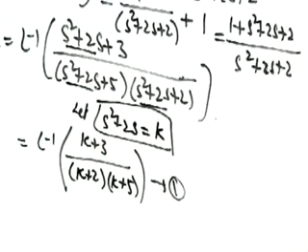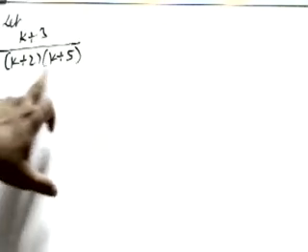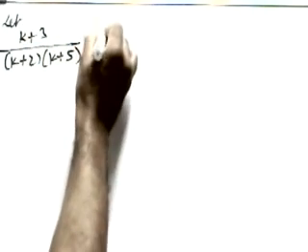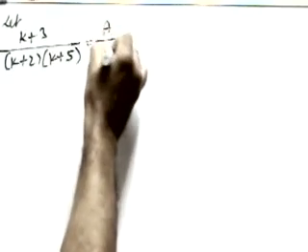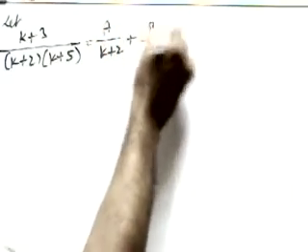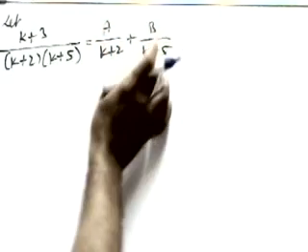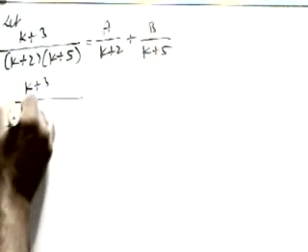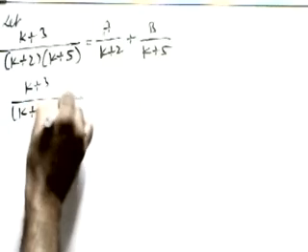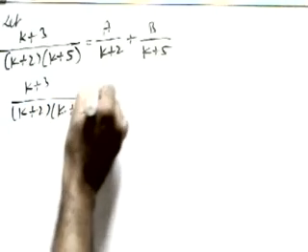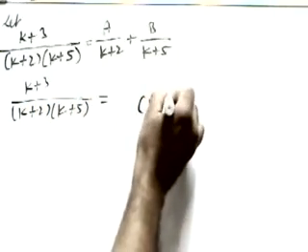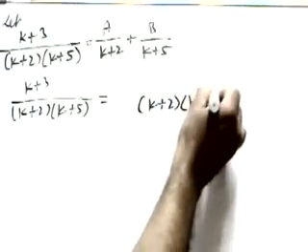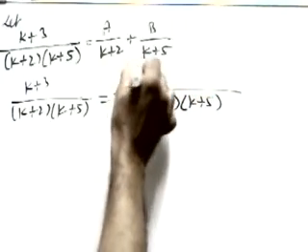Okay, so let me partial fraction this one. After that we will change back. Let it be a for this and b for this. So we will get a by k plus 2 plus b by k plus 5. So let me take LCM here. You write this as it is, k plus 3 by k plus 2 into k plus 5 equals, if you take LCM, k plus 2, k plus 5.